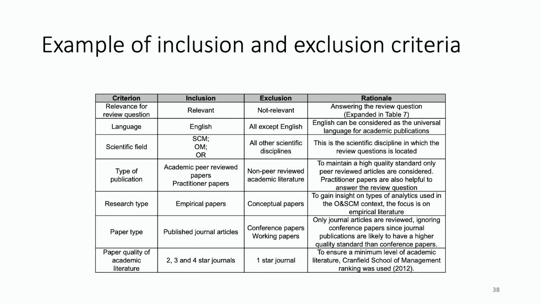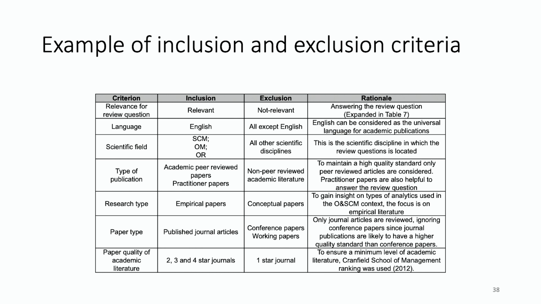I was looking at the research type. I wanted empirical papers, not conceptual papers. I wanted papers that have been published, so I didn't want any conference papers or working papers. And also I wanted something that had been rated as 2, 3, or 4 stars by the recommended journals at the university I was doing this for. So here's my example. You will have yours.